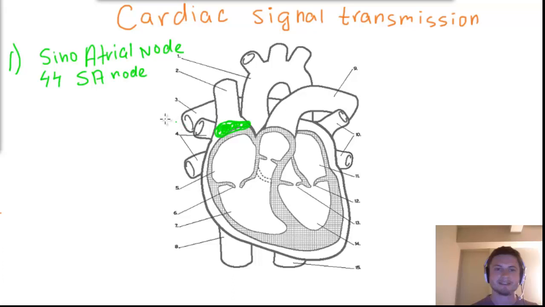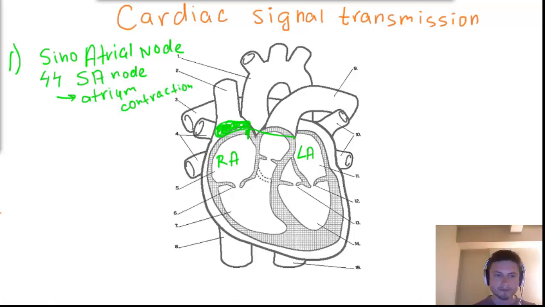So it's the source of the signal, and it connects to your right atrium and your left atrium. It connects to both of them, so it basically causes your left and right atria to contract. Atrium contraction. So this is how it starts.